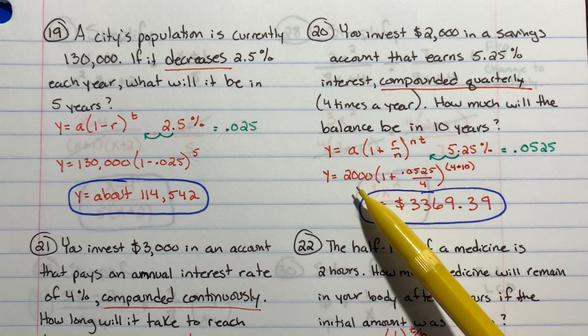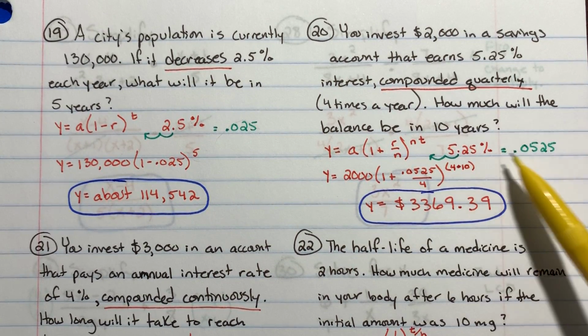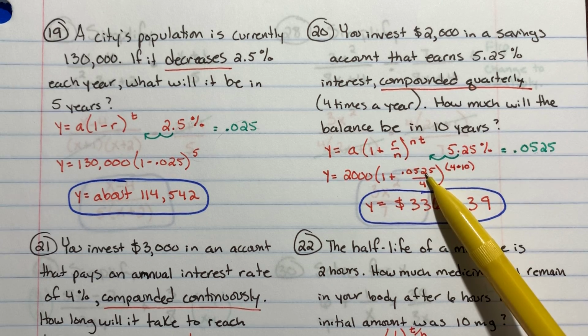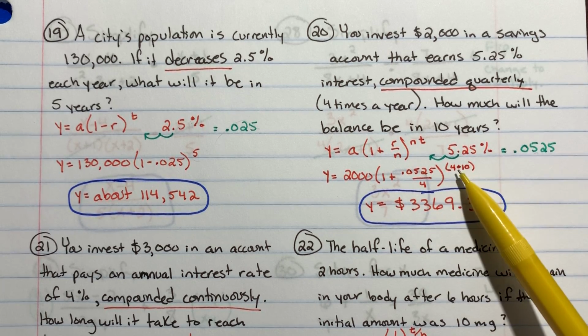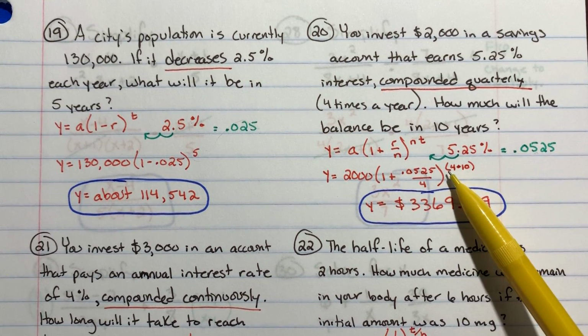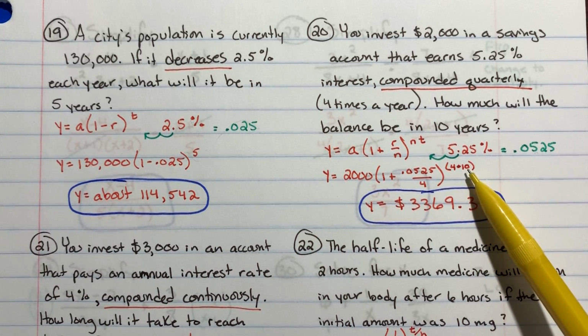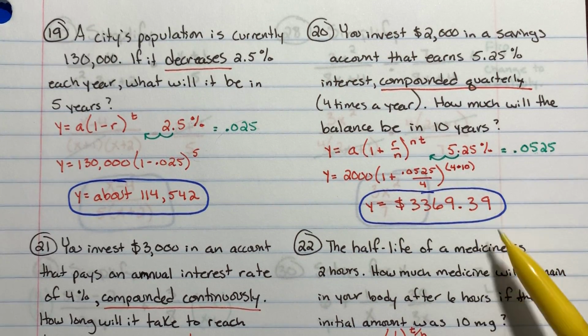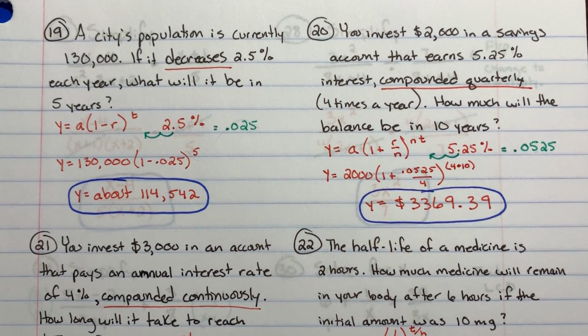Initial amount, percentage rate converted, number of times compounded, raised to the power of the number of times compounded times the time of 10 years. Crunch all those numbers, and you get this. 21.